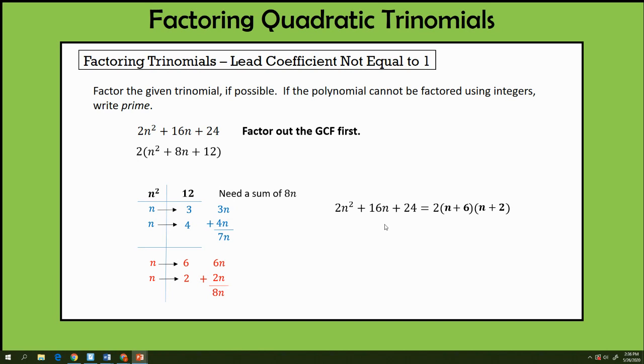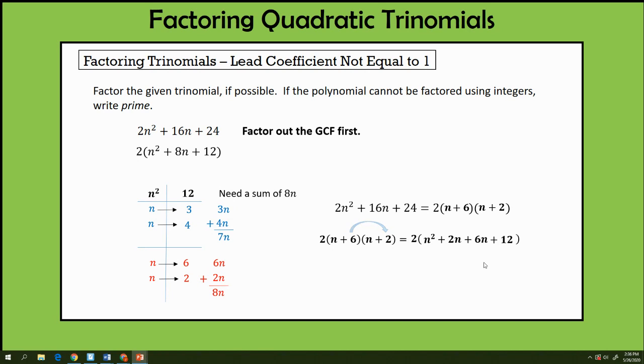Now, just to show you how we can FOIL it out and look at our result, let's take this 2 times the quantity n plus 6 times n plus 2, and multiply this out. We should get the original back as our answer. So I'm going to leave the 2 out front, and I'm going to FOIL these two binomials together. n times n is n squared, n times 2 is 2n, 6 times n is 6n, 6 times 2 is 12.